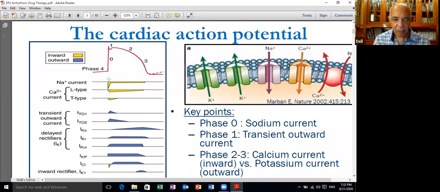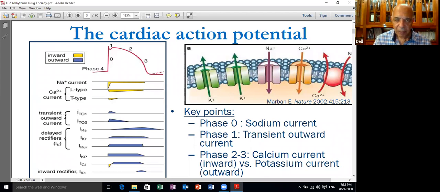Let me explain what is meant by delayed and the rectifier. Delayed means delayed in the action potential, because as you get delayed in the action potential, the calcium current trails off and the potassium current becomes more prominent. And the rectifier current, this means that it depends on the membrane potential.